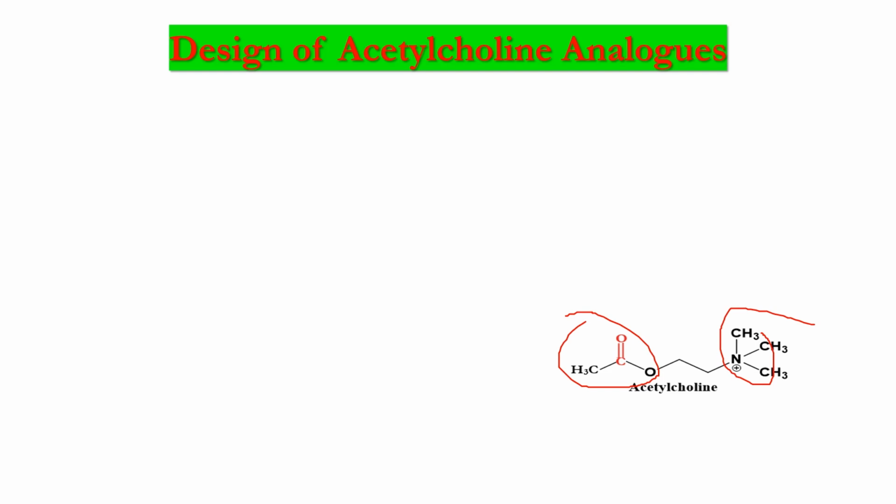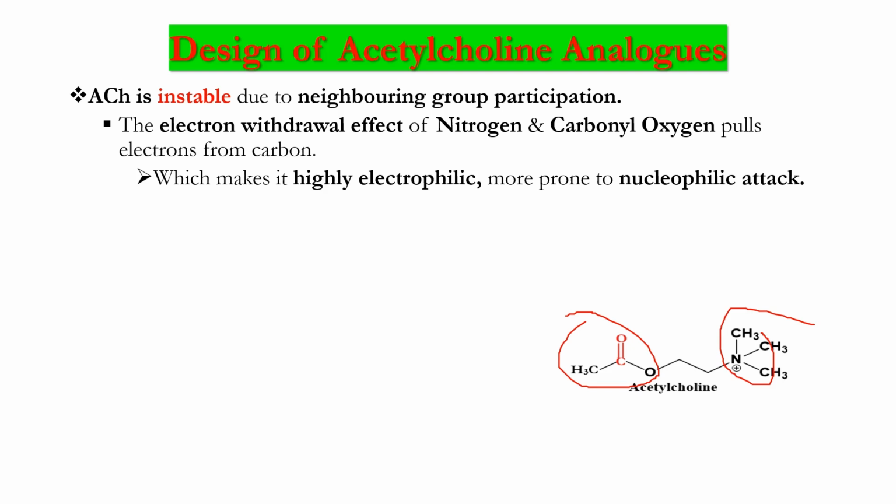hydrolysis. In nature, acetylcholine is unstable due to neighboring group participation, so that the electron-withdrawing effect of nitrogen and the carbonyl oxygen pulls electrons from carbon, which makes the carbonyl carbon highly electrophilic, and hence this carbonyl carbon is prone to nucleophilic attack. So a design of stabilized acetylcholine analogues is essential.